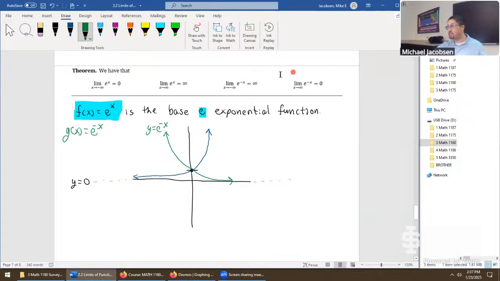So let's run through the limits and see what's being expressed here through these graphs. Any questions at the moment plotting these?